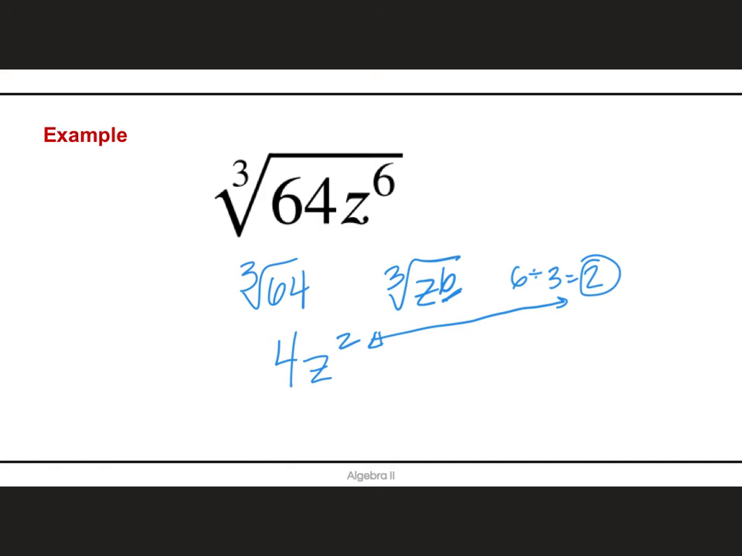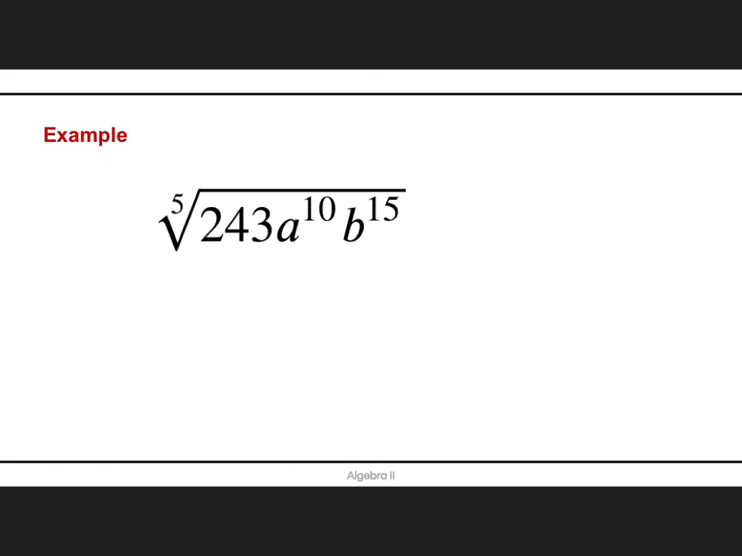Okay, next, the 5th root of 243, a to the 10th, b to the 15th. So I'm going to break it up. I have the 5th root of 243, and then the 5th root of a to the 10th, b to the 15th. The 5th root of 243, again, is something that we should know. The 5th root of 243 is 3, because 3 to the 5th is 243.